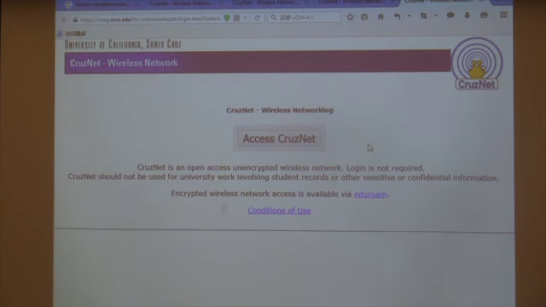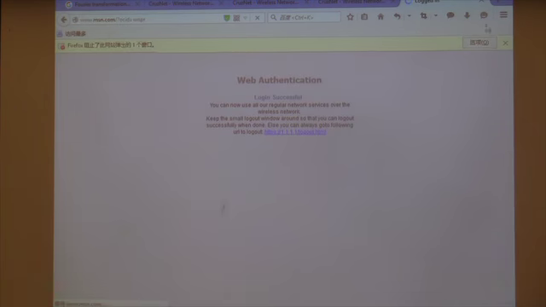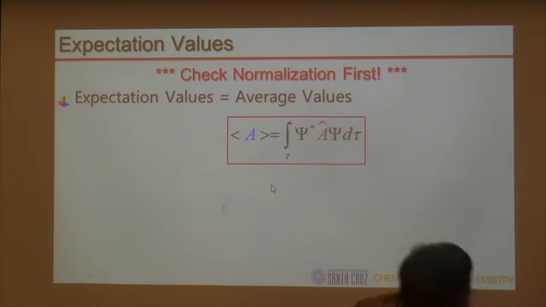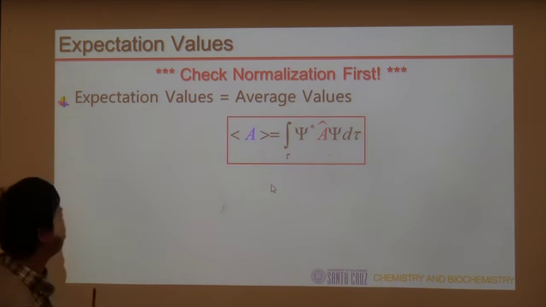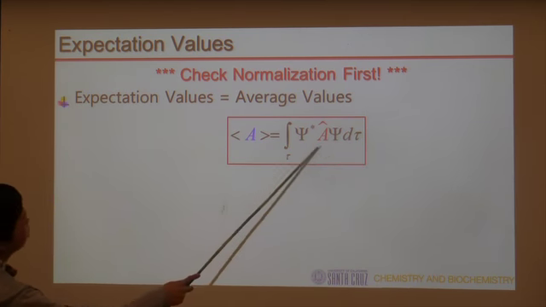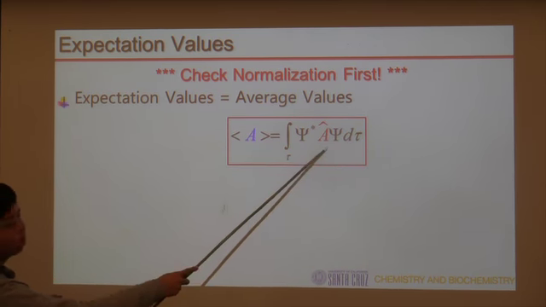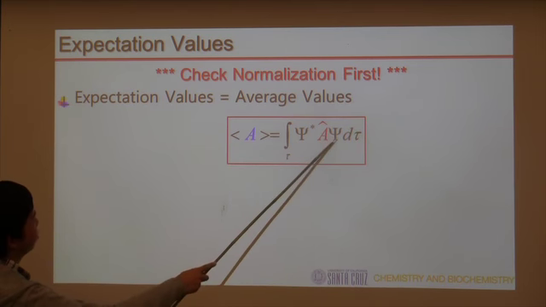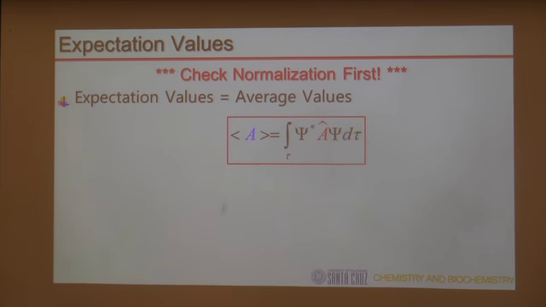So when you do the evaluation, make sure the operator operates on the wave function first, and then you do the whole integral. That gives you the average value, and of course the bounds are the whole space. It's not like probability. Probability is within a certain region of the whole space.